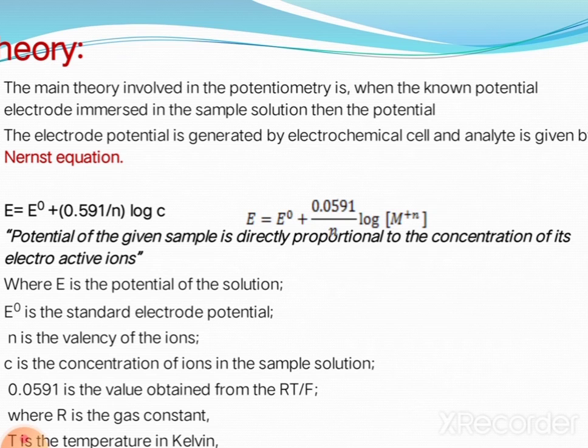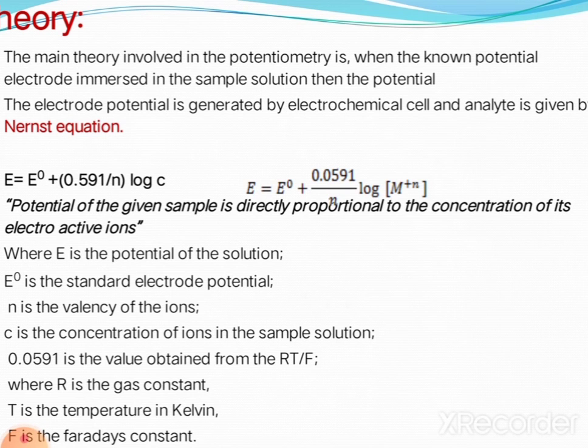Now, whatever terms are depicted in the equation: E stands for the electrode potential of the solution, E naught stands for the standard electrode potential of the electrode, n stands for the valency of the ions, and C is the concentration of the solution or metal ions. 0.0591 is the value obtained from RT by F, where R is the gas constant, T is the temperature in Kelvin, and F, you know, is the Faraday constant, whose value is 96,500 coulomb per mole.